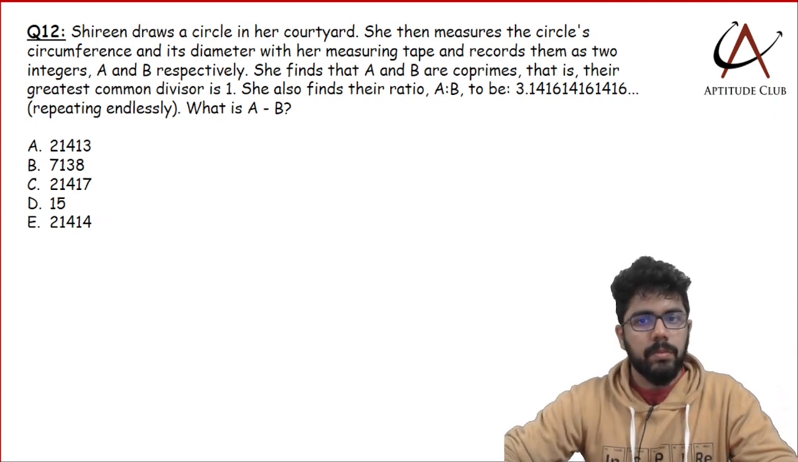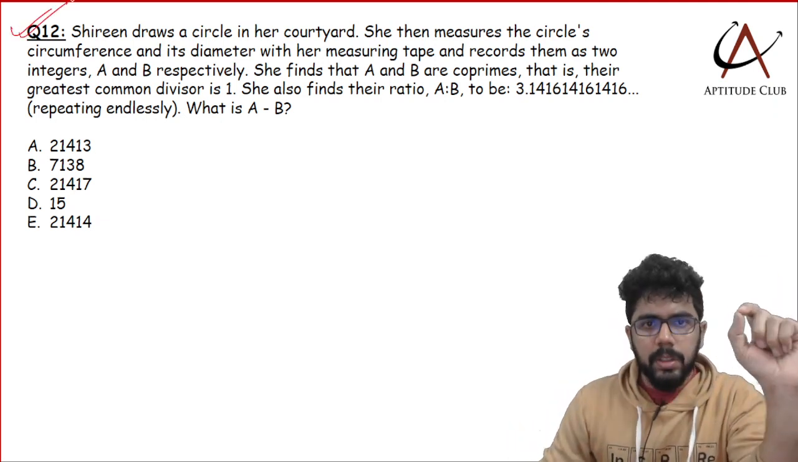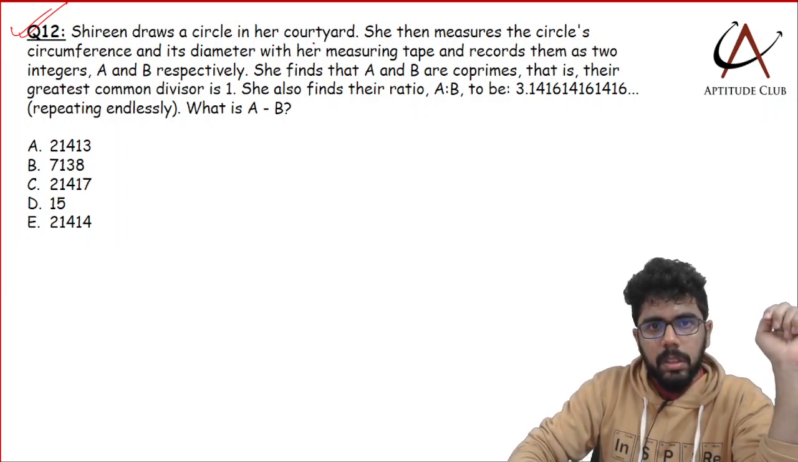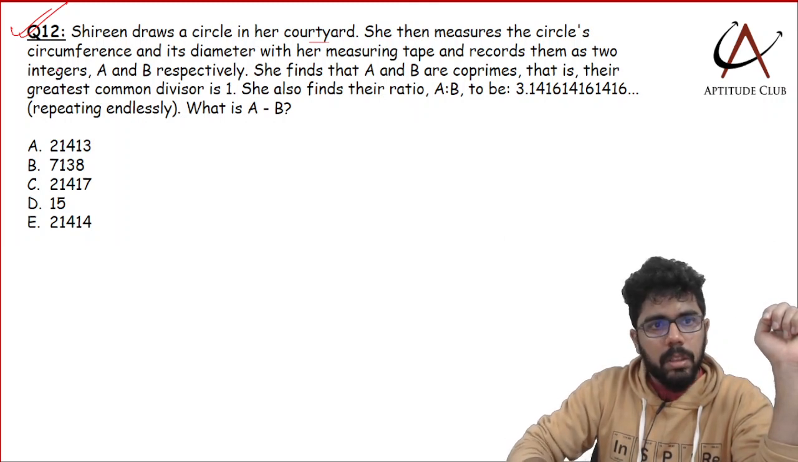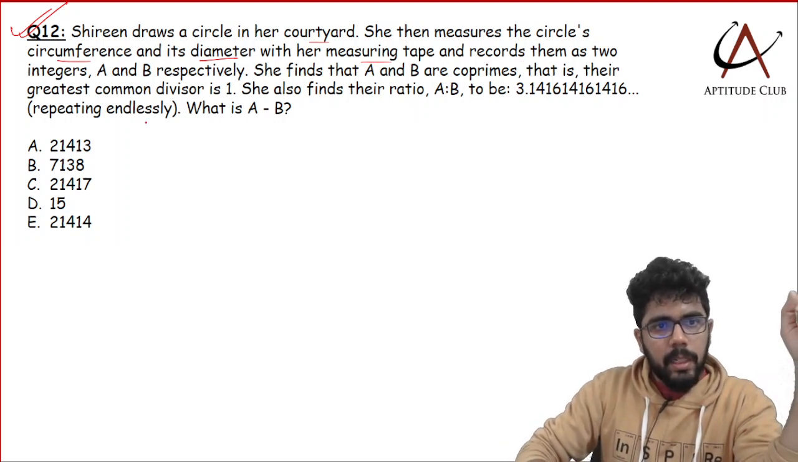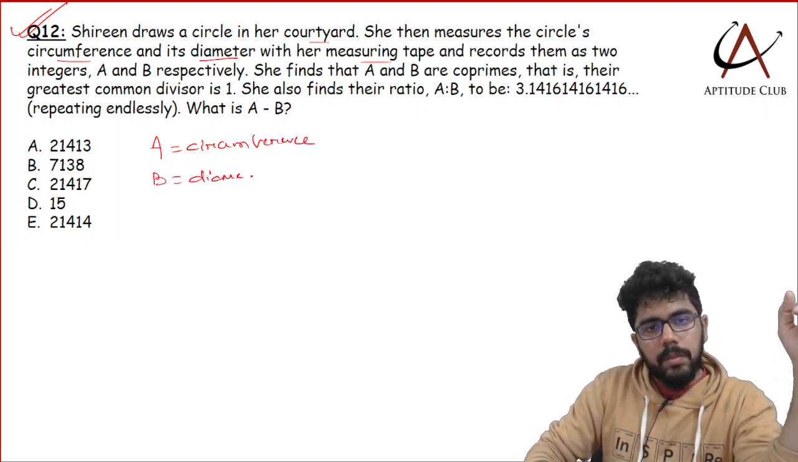Let's move to the next one. Again numbers का decimal, simple concept of decimal, वहां से आया है question. Shireen draws a circle in her courtyard. She then measures the circle's circumference and its diameter with her measuring tape and records them as two integers a and b. So a is basically the circumference and b is the diameter.